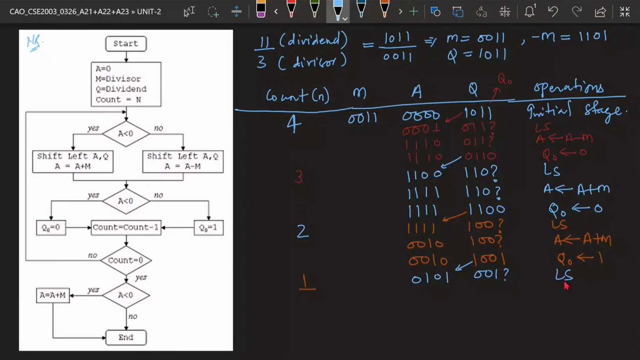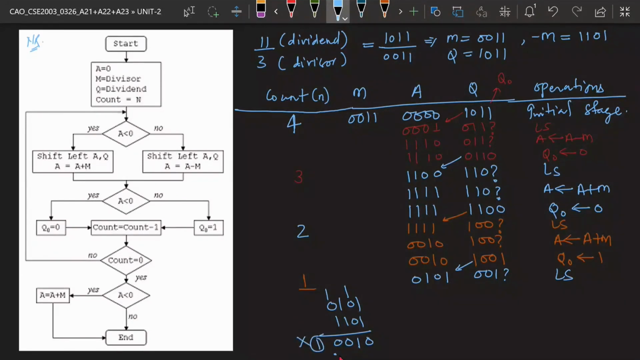Once doing the left shift, we should be moving the content of A as A minus M. So we should be doing the A minus M. So A is 0 1 0 1, and minus M is 1 1 0 1. 1 1 0 1. We should be adding it. So 1 and 1 is 0. There is a carry. So 1 1 1 0 0 is 1. 1 and 1 is 0 with the carry. 1 and 1 is 0 with the carry.